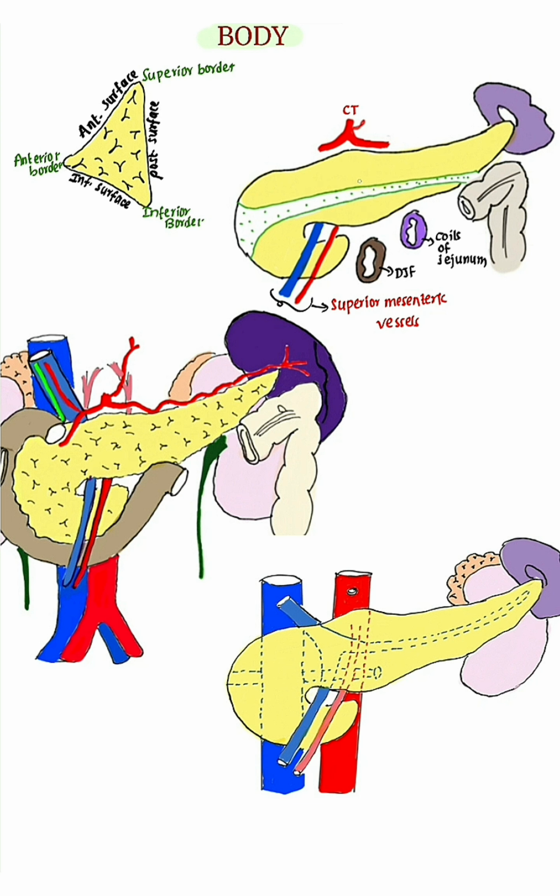The anterior surface is related to the lesser sac and stomach. The posterior surface is related to the aorta, origin of superior mesenteric artery, splenic vein, left suprarenal gland, and left kidney. The inferior surface is related to the duodenojejunal flexure, coils of jejunum, and left colic flexure.